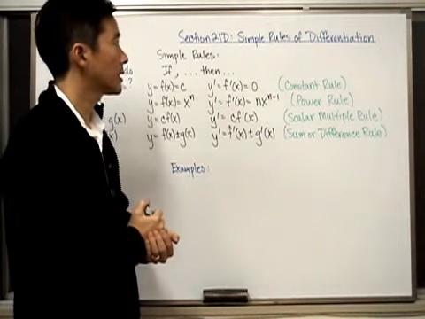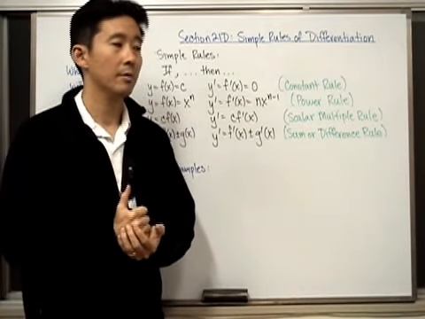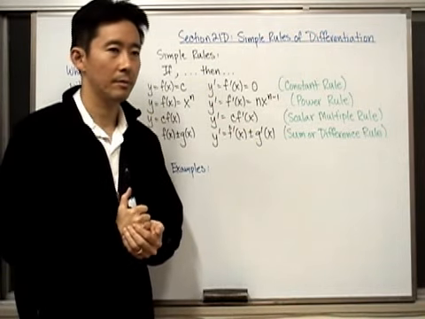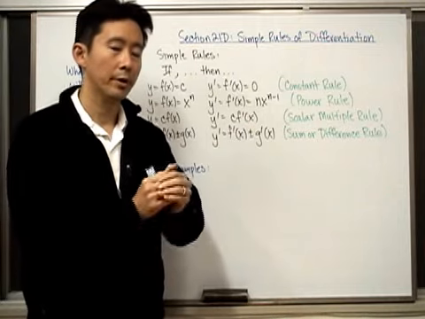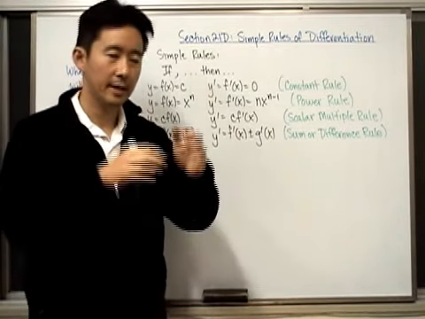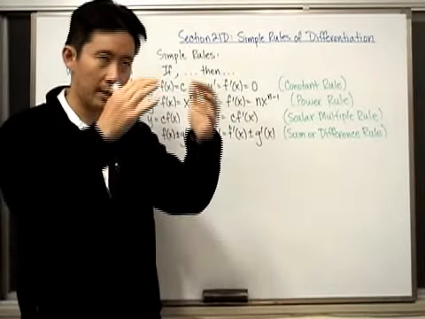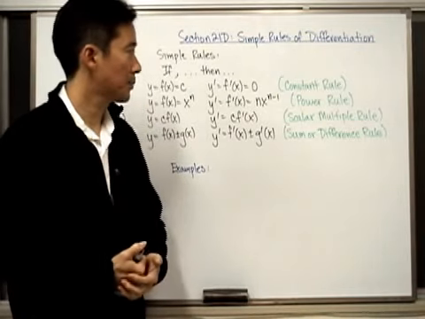Now what we're going to do next is look at simple rules for differentiation. In other words, we're going to go straight from the function to the derivative without having to use those first principles and that large algebra technique, using the limit of the average rate of change.